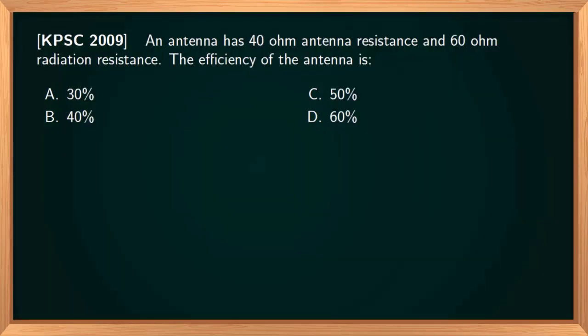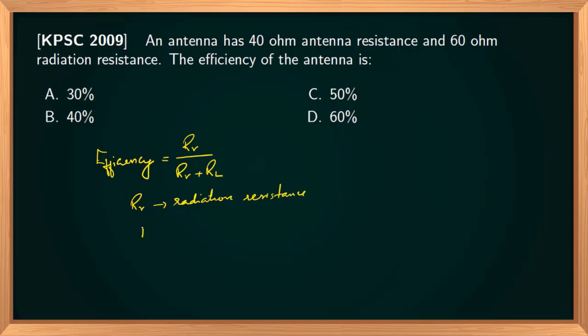This question is a Kerala PSC question asked in 2009. An antenna has 40 ohm loss resistance and 60 ohm radiation resistance. Find the efficiency of the antenna. The efficiency of an antenna depends on the radiation resistance and loss resistance of the antenna, and is given by RR by RR plus RL, where RR is radiation resistance, and this resistance is responsible for power radiated by the antenna. Here RR is given as 60 ohm, and RL, that is loss resistance of the antenna, covering loss in the conduction and dielectric material, is 40 ohms.